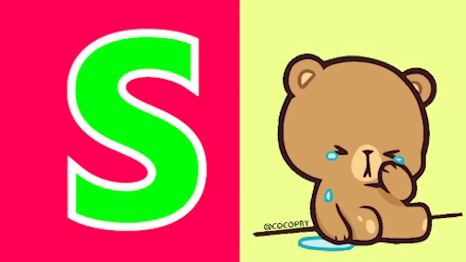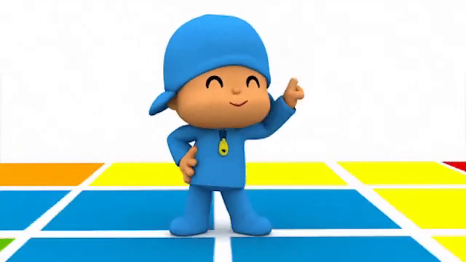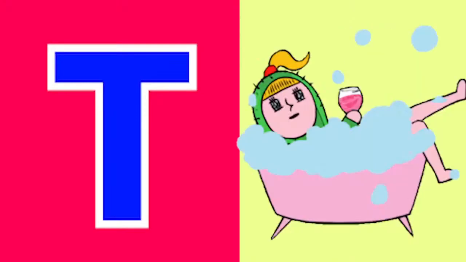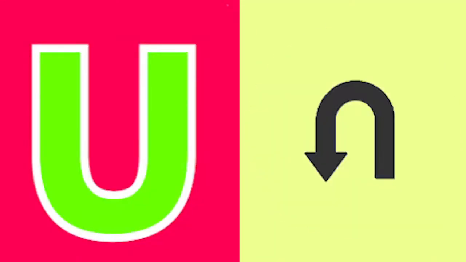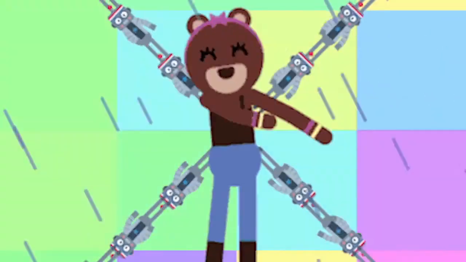S for sand and S for star. S, s, s. T for tea and T for dog. T, t, t. U for ugly and U for your tongue. U, u, u.